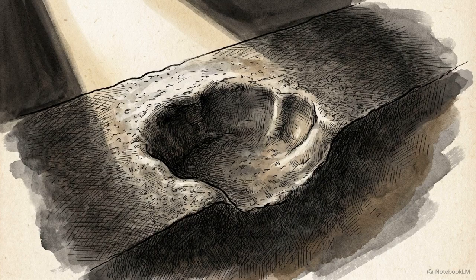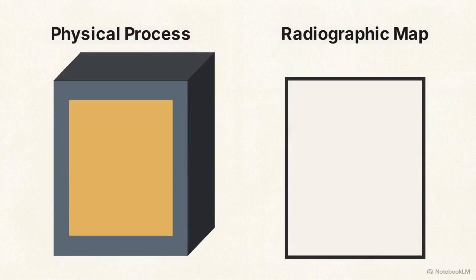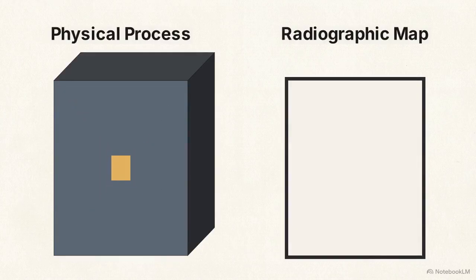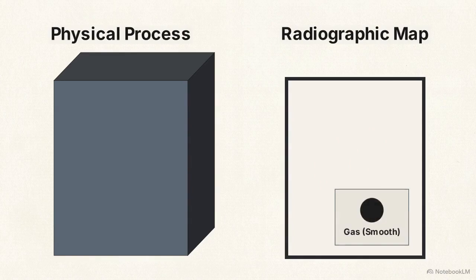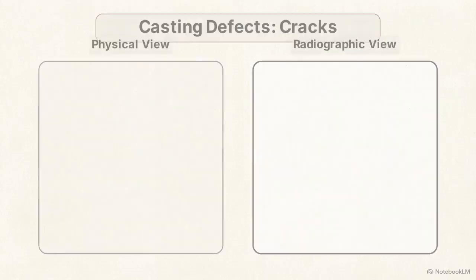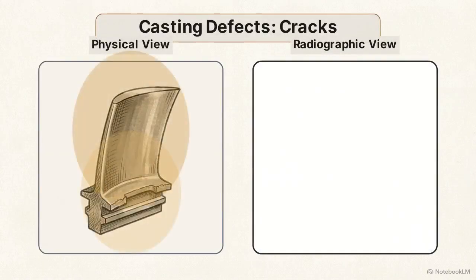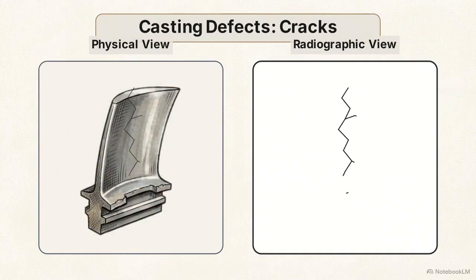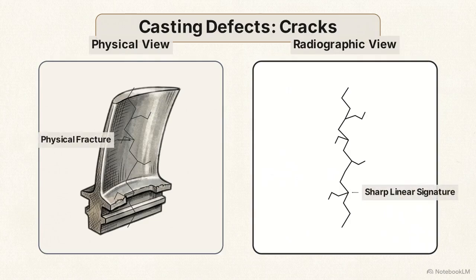The next major category covers thermodynamic defects, specifically shrinkage cavities. As molten metal solidifies, it physically contracts. If it lacks enough liquid material to feed that contraction, the metal pulls apart internally. This creates jagged, branching dark shapes, visually distinct from smooth gas bubbles. Then we have the most dangerous defect, cracks. Cracks are stress fractures caused by uneven thermal contraction across complex geometries. The metal snaps under its own internal tension, leaving fine, dark, sharp linear lines on the radiograph.